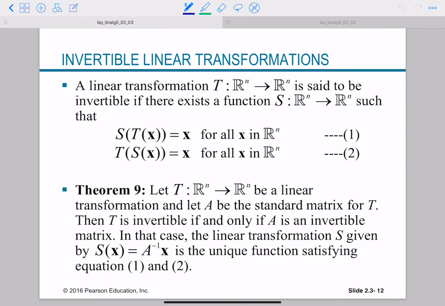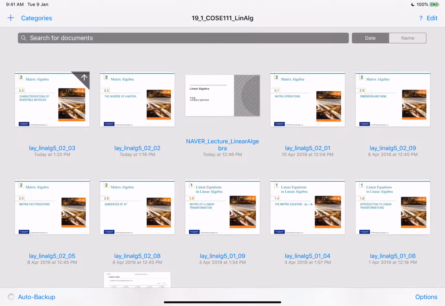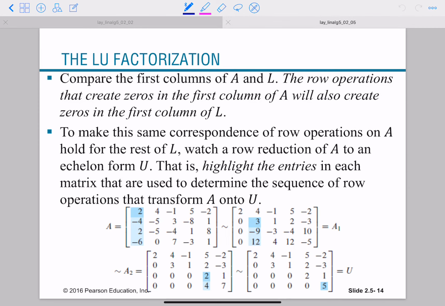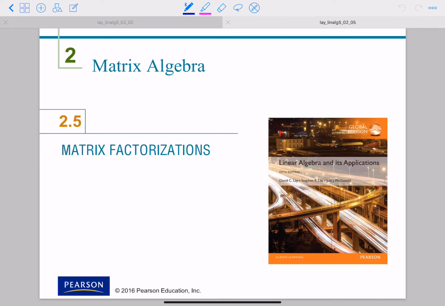Okay, so that is about this theorem 9. Right, any questions so far? Okay, and then that's it for this chapter 2.3, and now we move to chapter 2.5 about matrix factorization.